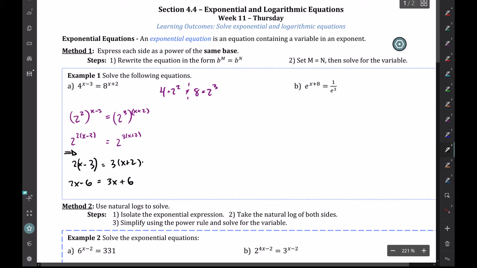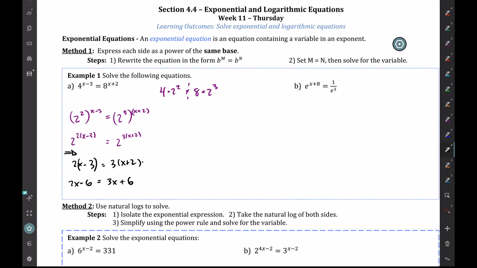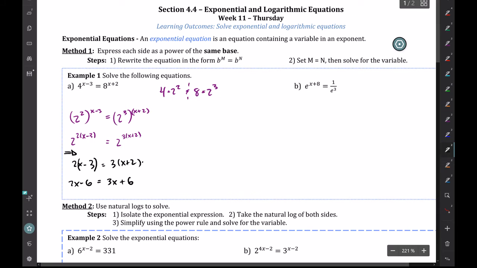And so that will give me, let's see, if I subtract 2x from both sides, then I'll be left with an x here, and I'll be left with negative 6 there, and then I subtract 6 from both sides, I get x equals negative 12. Okay, so there's the solution to the first equation.